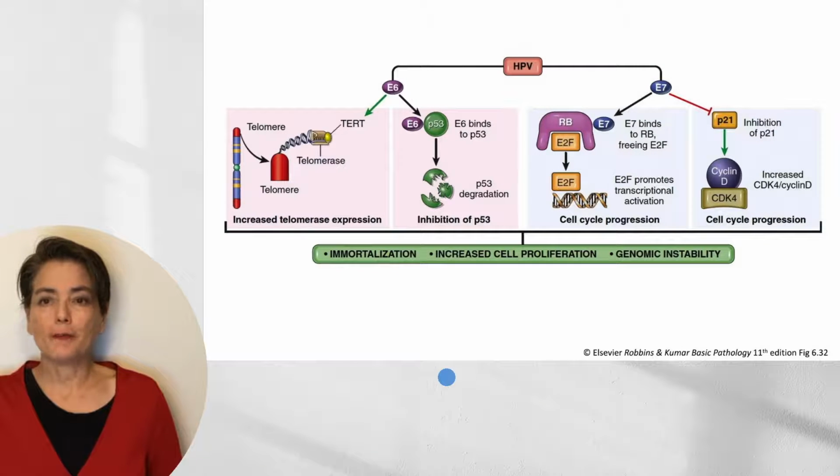This is from Robbins and Kumar Basic Pathology, and I think it really puts it together nicely. So we have our HPV E6 protein, which is going to act here on TERT, increasing our telomerase expression, driving us towards immortalization. E6 is also going to bind to P53 and degrade it, and this is going to lead to increased genomic instability. The E7 protein is going to bind RB, freeing up our E2F, which is going to promote transcriptional activation and cell cycle progression. And E7 also will inhibit P21, which is going to increase our cyclin-dependent kinase 4 and cyclin D activity, leading to cell cycle progression. So this is going to take us to our increased cell proliferation.